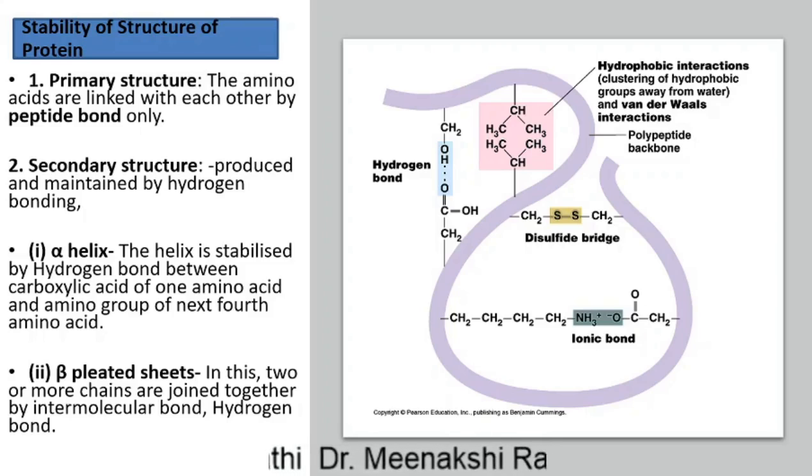So, we can say that peptide bond and disulfide bond or disulfide linkage are the covalent linkages which stabilize the protein structure, while all others, like hydrogen bond which is present between a carboxyl group and the amino group of another amino acid or between two polar groups, van der Waals attraction or electrostatic interaction, hydrophobic interaction, ionic bond, all these are the non-covalent bonds. So, these bonds stabilize the primary, secondary, tertiary and quaternary structure of protein.